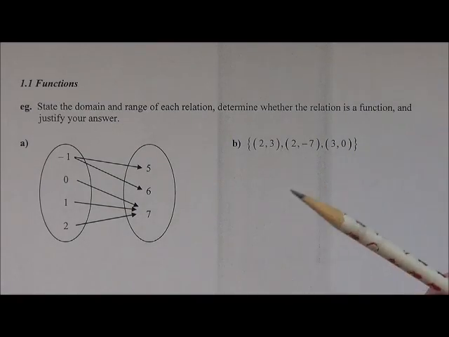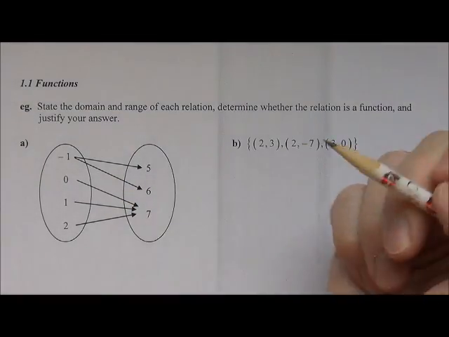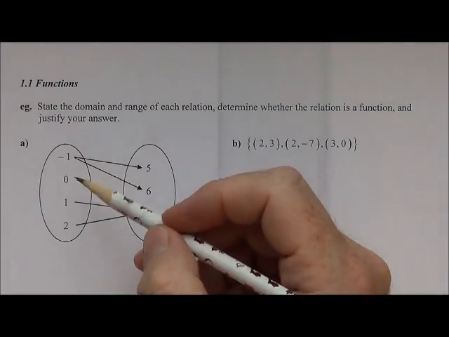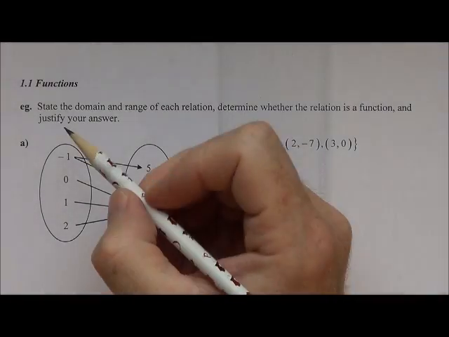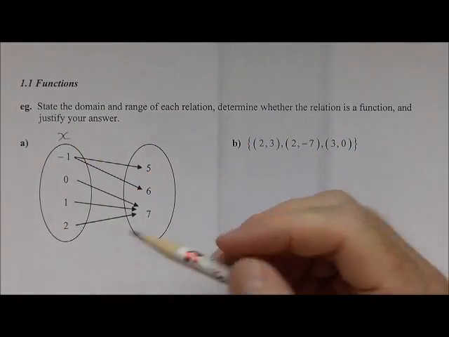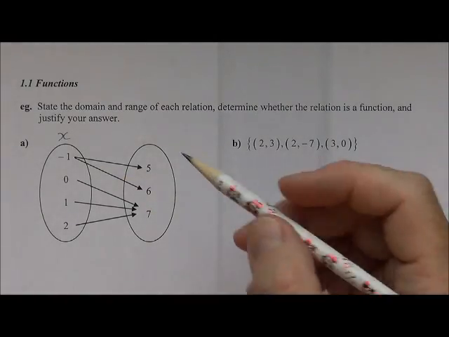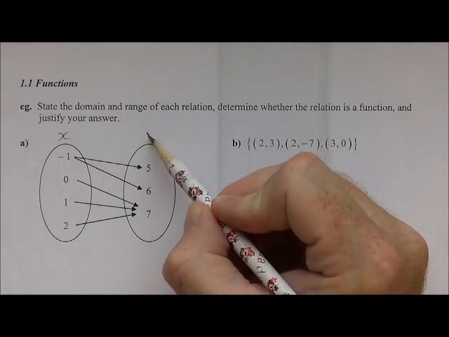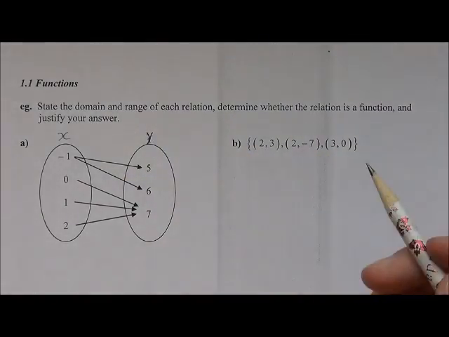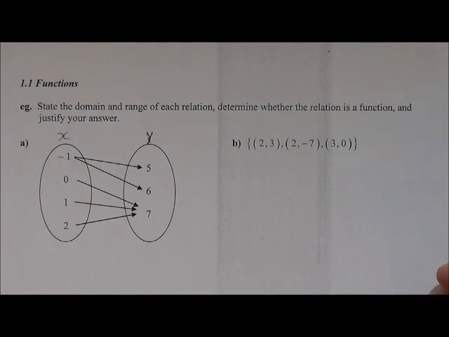So here we take a look at this mapping diagram, and we see that we've got two ovals with values in each. The first oval represents all the x values, or the domain of this relation, and the second oval represents the y values, or the range of the relation. So we see that -1 maps onto 5, and also -1 maps onto 6. As well, we see 0, 1, and 2 all map onto 7.